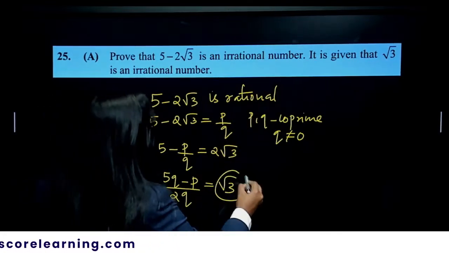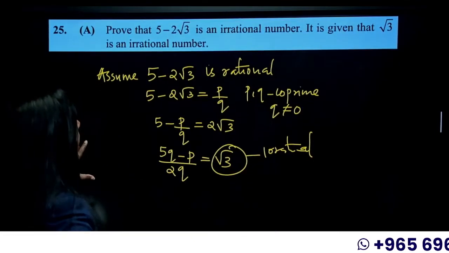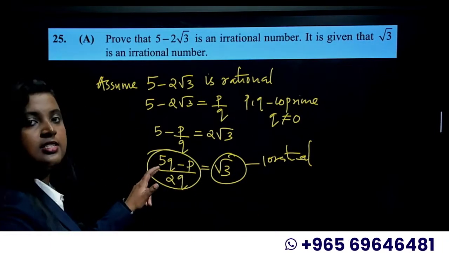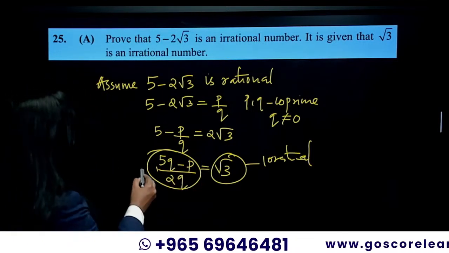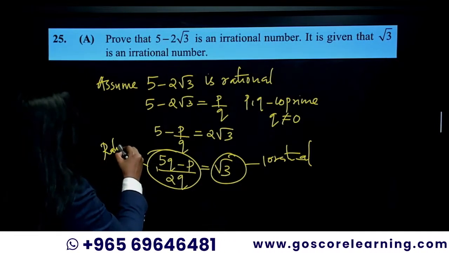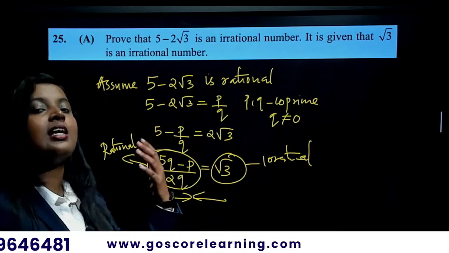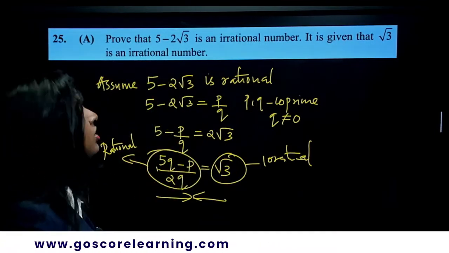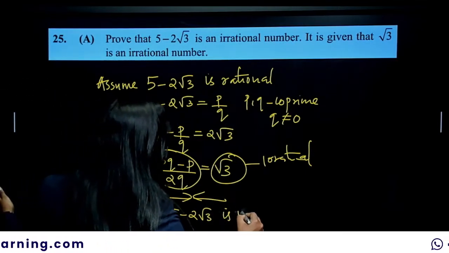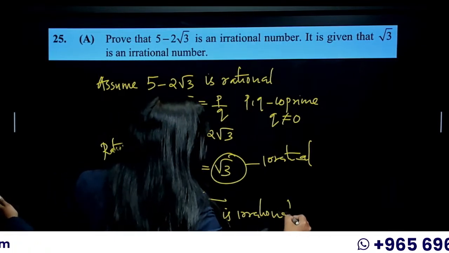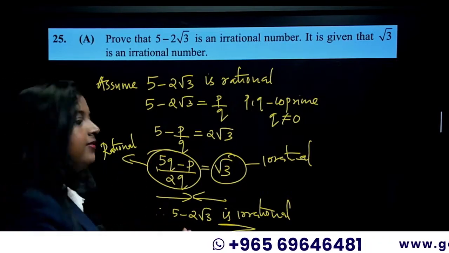It's already given that root 3 is irrational, and the left side is, 5 is rational, q is rational, p is rational, then again 2q, all are rational numbers. So the LHS is a rational number and the RHS is an irrational number, which is a contradiction. This contradiction arises due to an incorrect assumption that 5 minus 2 root 3 is rational. Therefore, 5 minus 2 root 3 is irrational. You have to write all those things. And it is given that root 3 is irrational, so you don't have to prove that. You may write this. That's it.